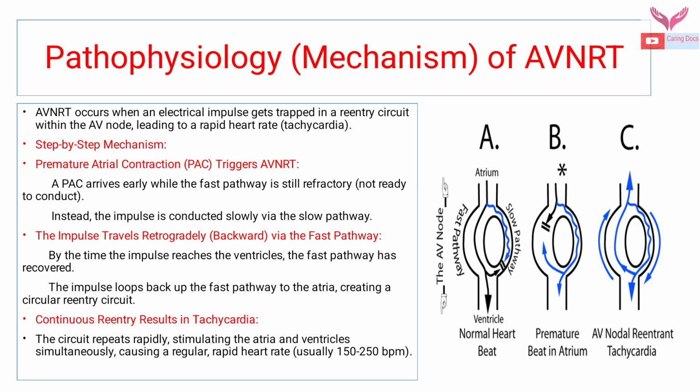The impulse travels retrogradely, that is backward, up the fast pathway. By the time the impulse reaches the ventricle, the fast pathway has recovered. The impulse loops back up the fast pathway to the atria, creating a circular re-entry circuit. Continuous re-entry results in tachycardia. The circuit repeats rapidly, stimulating the atria and the ventricle simultaneously, causing a regular rapid heart rate, usually in the range of 150 to 250 beats per minute.